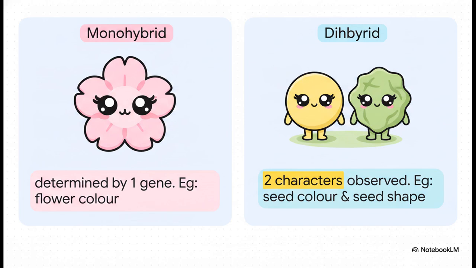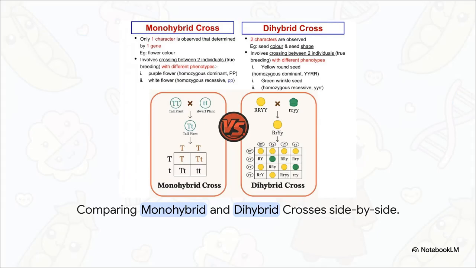But on the right, we have a dihybrid cross. This observes two characters at once, like seed color and seed shape, crossing double true breeding individuals. For example, crossing a completely yellow round seed with a completely green wrinkled seed. Now just let your eyes guide you from left to right here. On the left, the monohybrid cross gives us a very simple four-box Punnett square. We're just tracking one single trait, like tall versus dwarf plants. But on the right, look at that glorious multicolored 16-box matrix for the dihybrid cross. Because of independent assortment, the gametes mix to create major visual variety. You don't just get the parent combinations, you get entirely new combinations, like yellow wrinkled seeds and green round seeds. It's like a giant puzzle coming together.